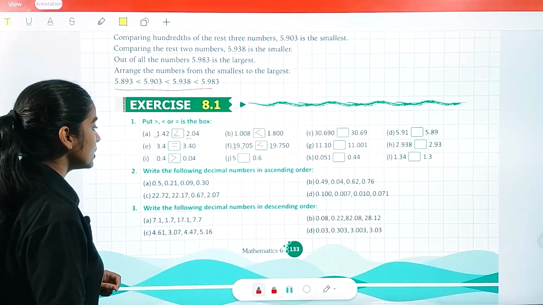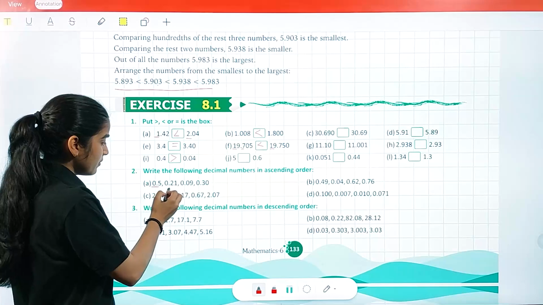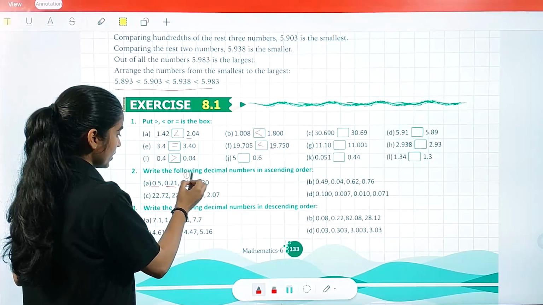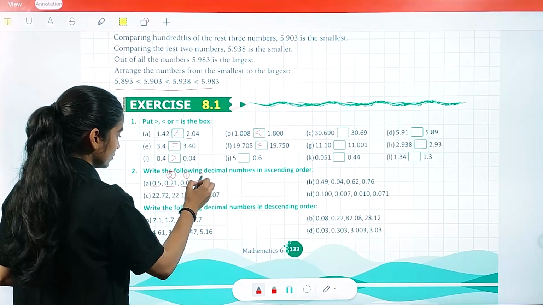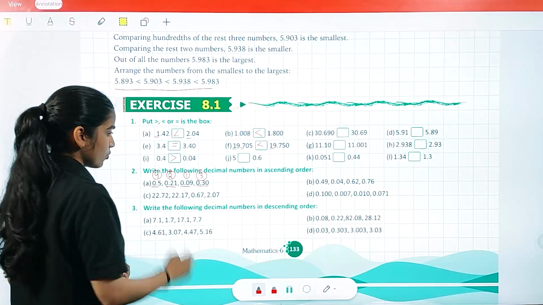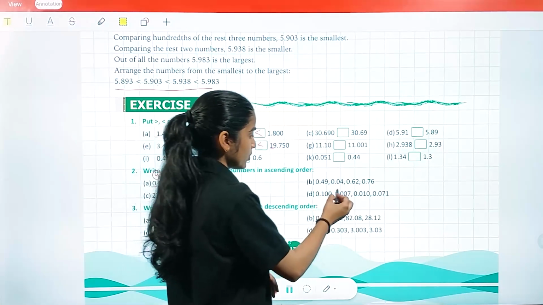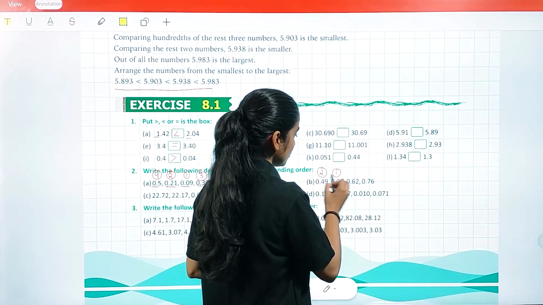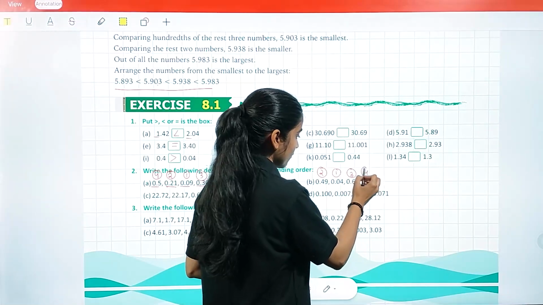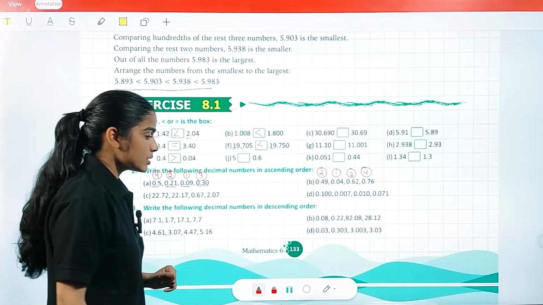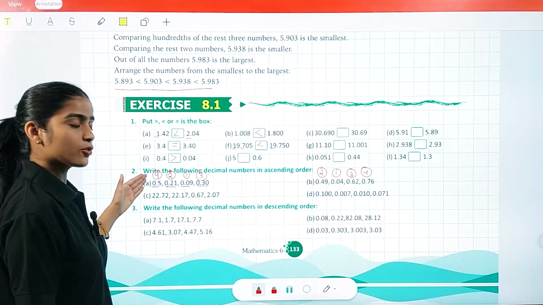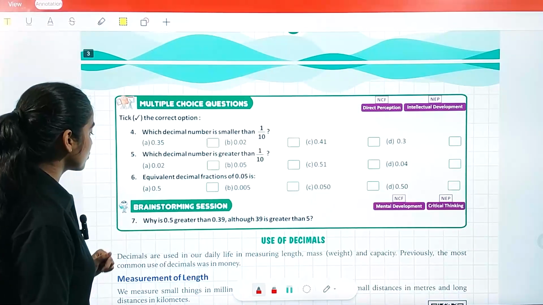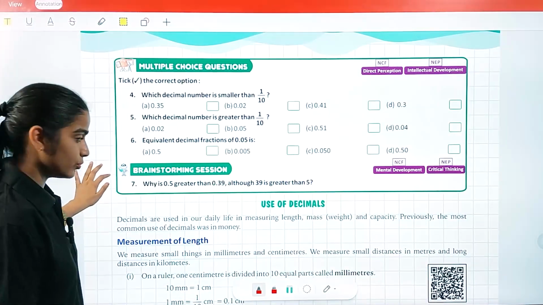So accordingly you can do the rest of the parts. Now write the following decimal numbers in ascending order: 0.5, 0.21, 0.09 and 0.30. 1, 2, 3, 4. Okay. In this one, 0.08, 1, 2, 3, 4. Now you have to arrange the numbers in descending order. So this is the vice versa of your question number 2. I hope you can do it on your own. Now you have multiple choice questions and brainstorming sessions. So you have to do them on your own.